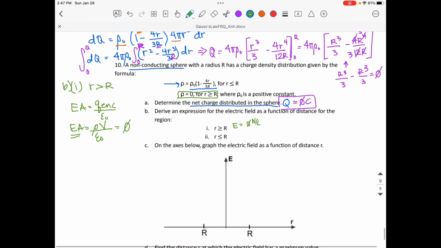And then for 2, we're going to go through this expression again.